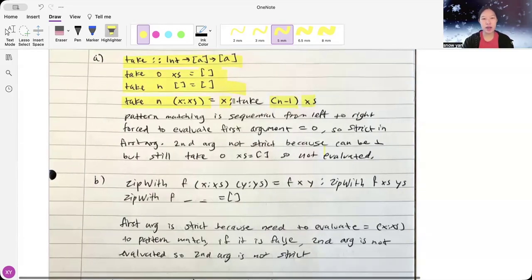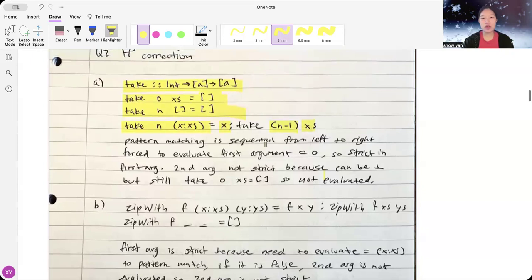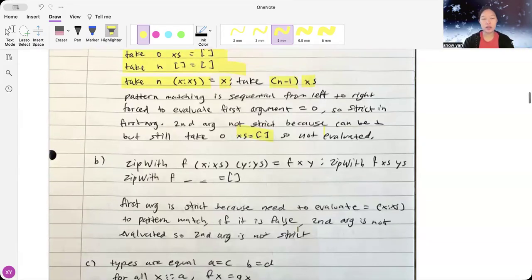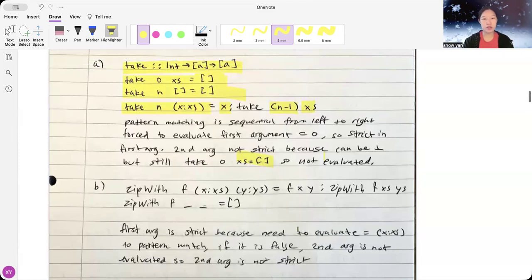So this is just the classic pattern matching, and it is sequential, from left to right and top to bottom. We're basically forced to evaluate the first argument because the first equation takes 0 of x's. So we have to compare the number to 0, which means we evaluate it. So that's strict. Whereas the second argument is not strict, because if the first one was 0, we would have matched the first equation and the list would not have been evaluated, right? So yeah, the first argument is strict, the list argument is not.